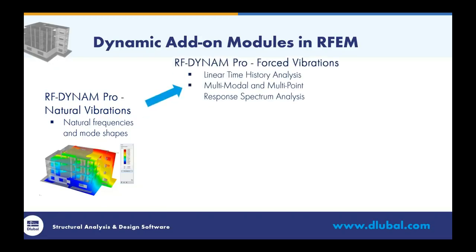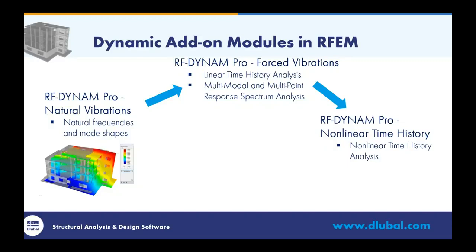Our second add-on module is RF-DYNAM Pro Force Vibration. This allows us to run a linear time history analysis. We also have the ability in this module to run a multimodal and multi-point response spectrum analysis. This includes all of the standards such as the ASCE 7 and the NBC standard. The difference here though with this module in comparison to what we'll be using today, it's a little bit more limited. We can't export out the equivalent loads. It doesn't include things like accidental torsion.